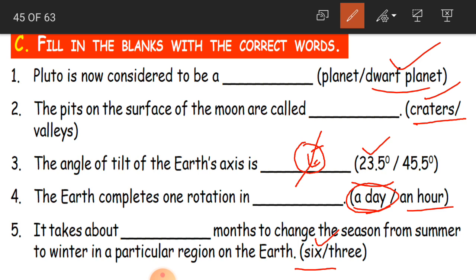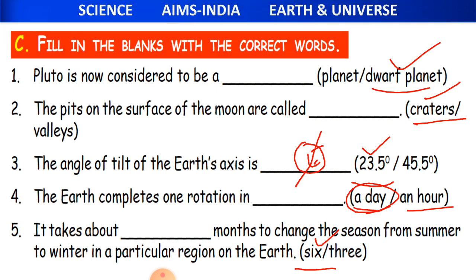Okay, in between, for every 3 months the season is going to change. If you have summer for 3 months, again you will have autumn for 3 months, again winter for 3 months, spring for 3 months, and again summer continues. This is a cycle which is going to repeat one after the other. But from summer to winter it is going to take 6 months. Clear, children?